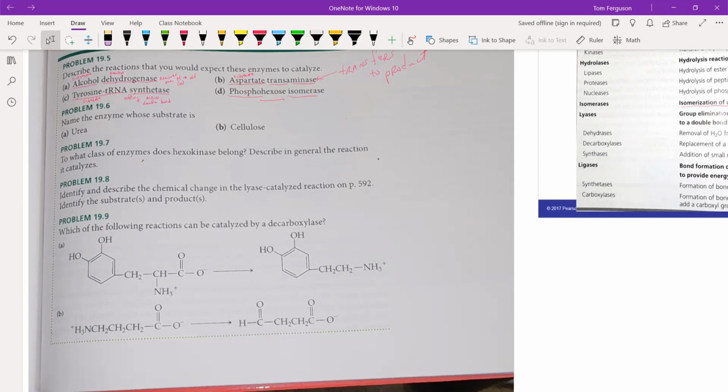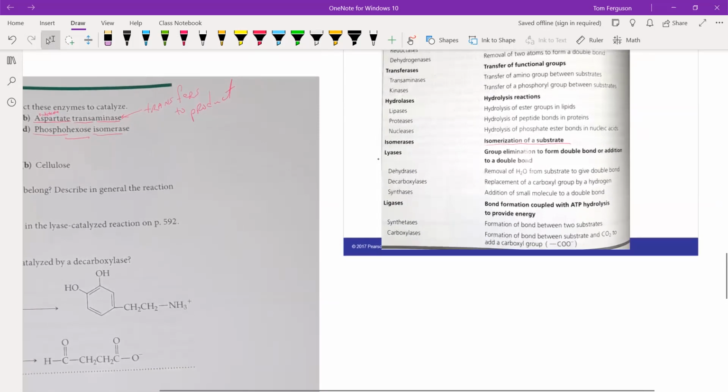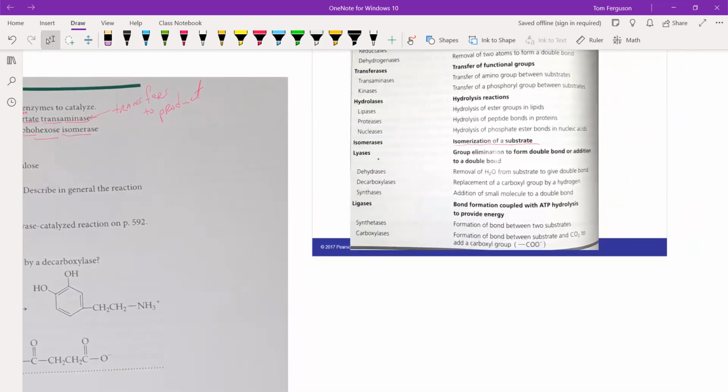Okay. And what class of enzymes does the hexokinase belong to? Okay. Remember over here, a kinase transfers over a phosphate group. So if you remember, we had fructose in position 6, and then we used a kinase to add a phosphate group onto position 1. So we had phosphate groups on positions 1 and 6.